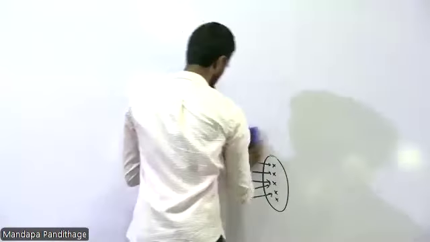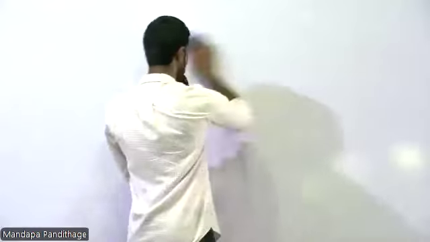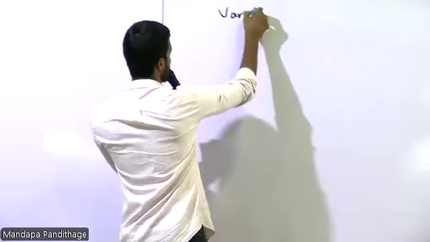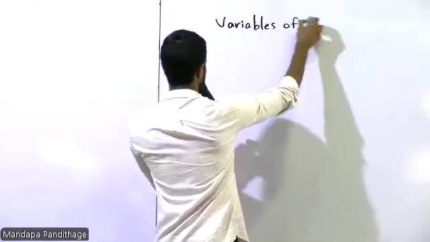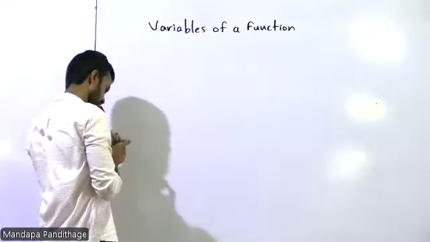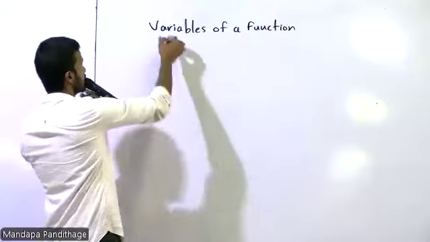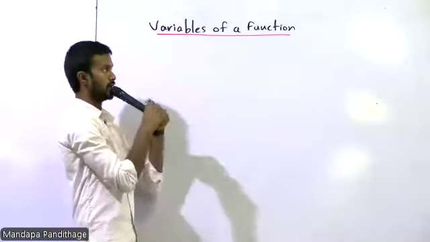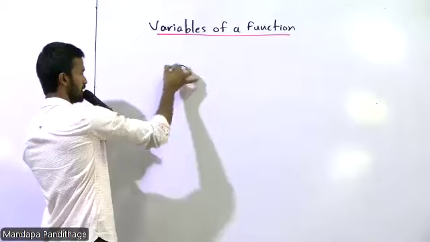Then write the topic, variables of a function. The first part of this session is a theory part. The first 45 minutes to 1 hour is theory, and then we will start problems. Write the topic, variables of a function. So this is how we name the variables.